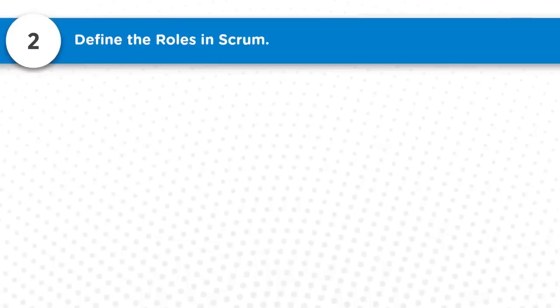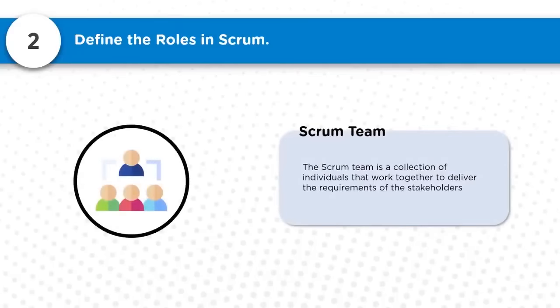The next role is the Scrum Team. The Scrum Team is a group of individuals who work together to deliver the requirements of the stakeholders. The Scrum Team is generally of size 5 plus or minus 2, and is self-organizing. The team members have various different capabilities, and each of their capabilities complements the others to accomplish the results required.